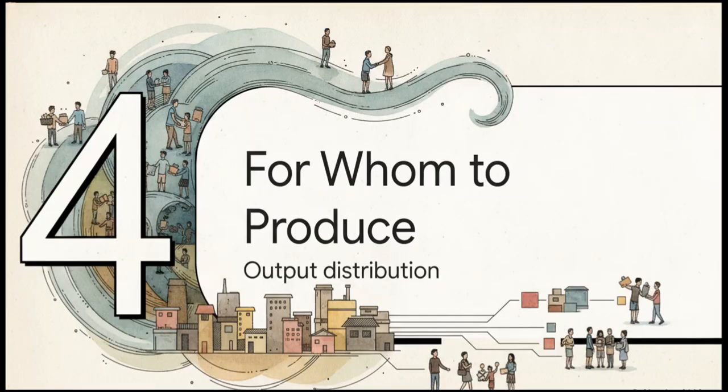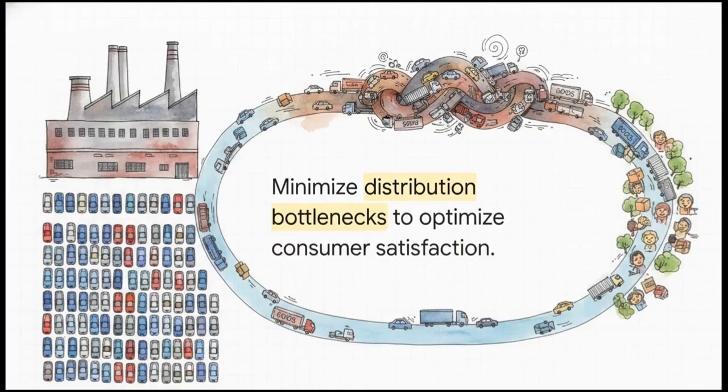Section 4. For whom to produce, distributing the output. So we figured out what to make and exactly how to make it, but who actually gets to enjoy the benefits of all this hard work? Production is only truly completed when the goods actually reach the final consumers. I mean, you can manufacture 1 million cars, but if they're just sitting around in a giant parking lot, the economic cycle is completely broken.